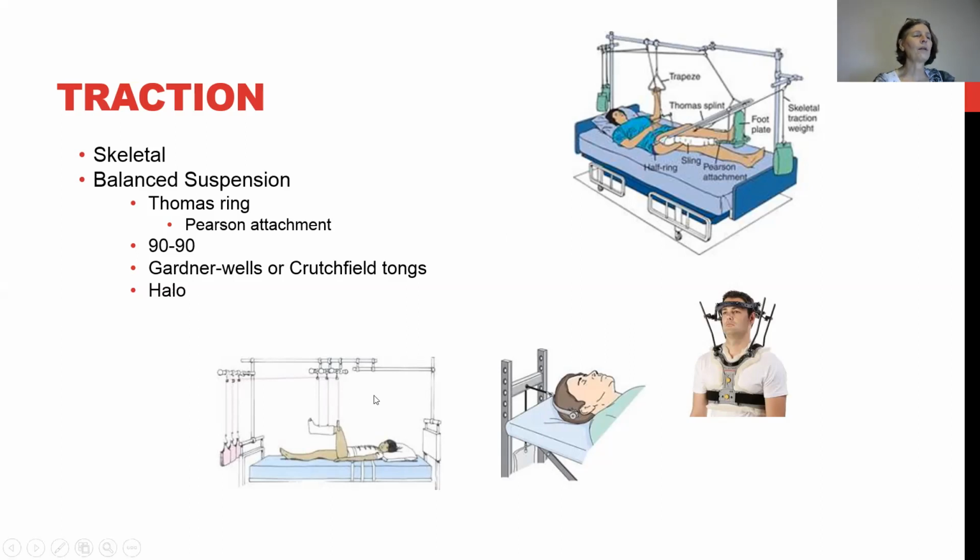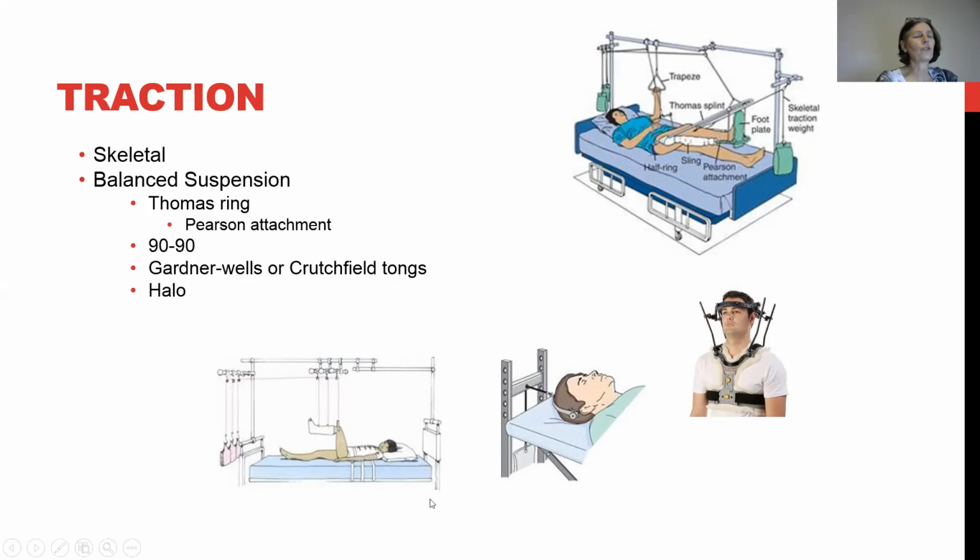If you look in the bottom left picture, this is a 90-90 traction. The patient has pins in, and their hip is up at 90 degrees, and then their calf is bent at 90 degrees. And you can see ropes and pulleys holding weight. The ropes are going straight up to pulleys that are then pulled to the end of the bed and hung with weights at the end of the bed. So two sets of pulleys. 90-90 traction makes perfect sense: hip at 90 degrees, knee at 90 degrees.